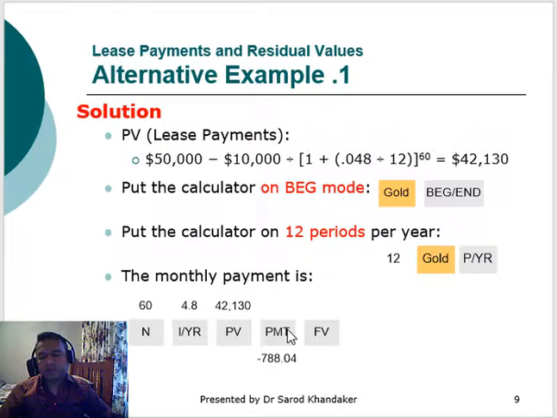And then we need to calculate the PMT, which is the payment. And if you do all these steps, you'll find the monthly payment is $788. The reason it's showing negative is because this is going out of your pocket. But that's how you need to pay from your pocket. So it's a negative. Hopefully you understand this calculation as well.